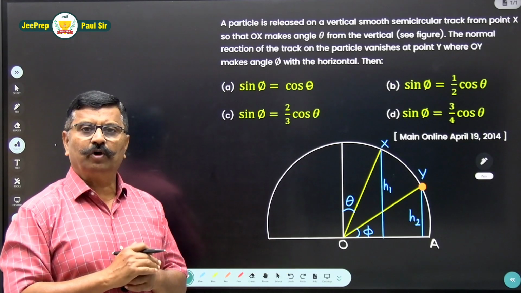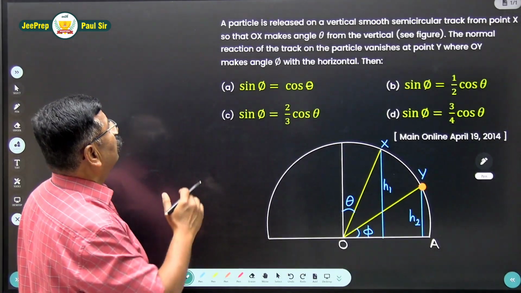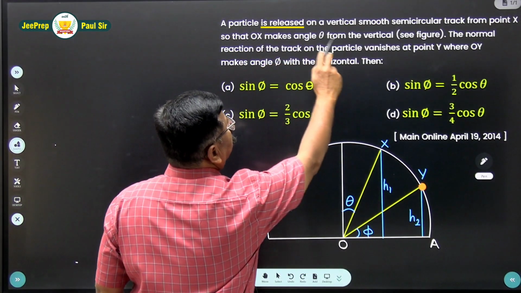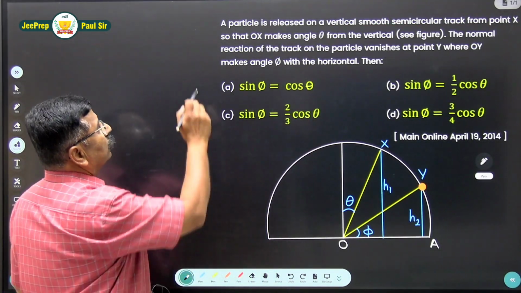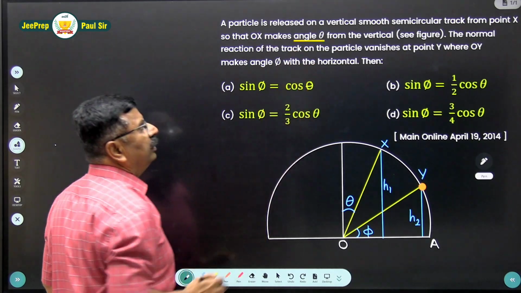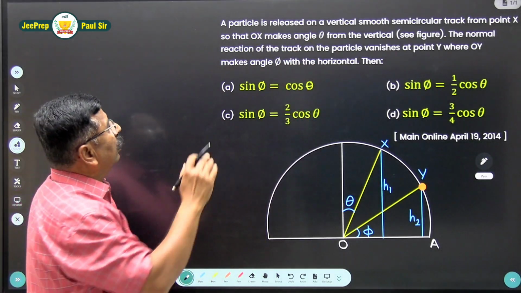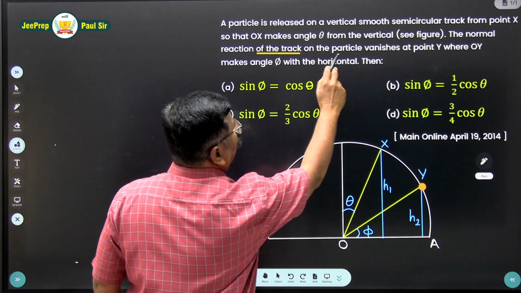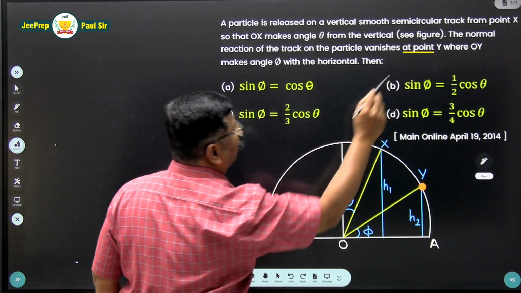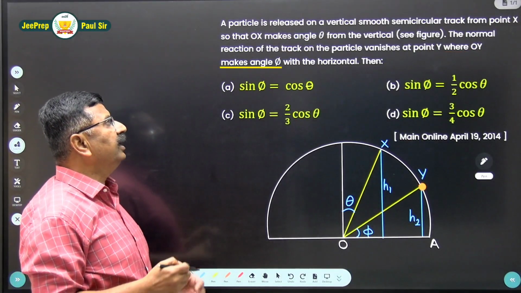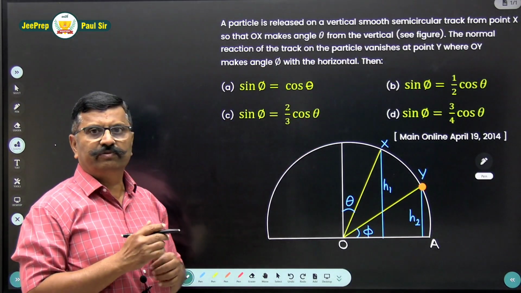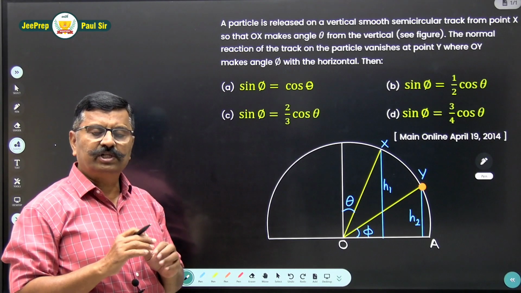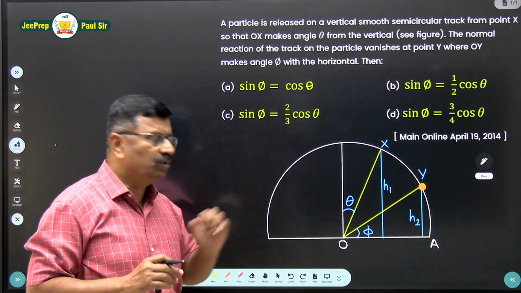Today we will solve one problem on circular motion. Let's read the problem. A particle is released on a vertical smooth circular track from point X so that OX makes an angle theta from the vertical. The normal reaction of the track on the particle vanishes at point Y where OY makes an angle phi with the horizontal. Then these are the four options given to us, which give the relationship between these two angles.